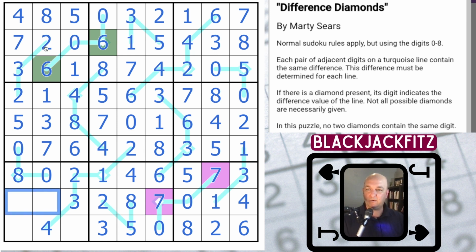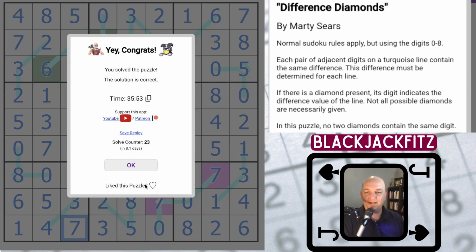Down here we need a 1 that can't go. It has to be here. That's a 1. 0, 1, 2, 3, 4. We need a 5, which is here. A 6. And if I haven't made a mistake, a 7.